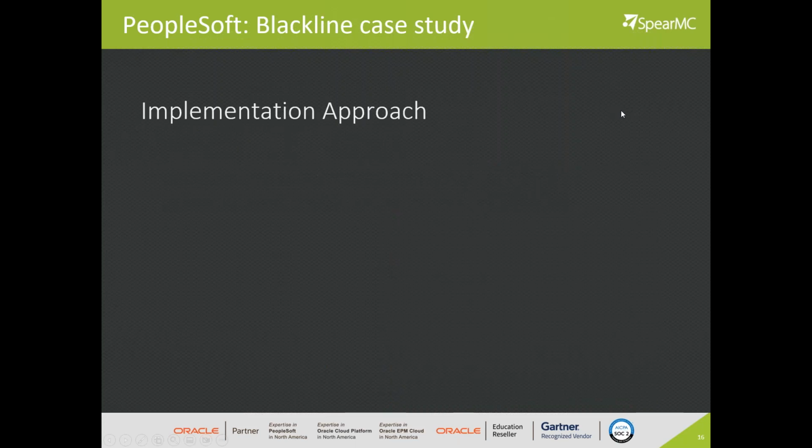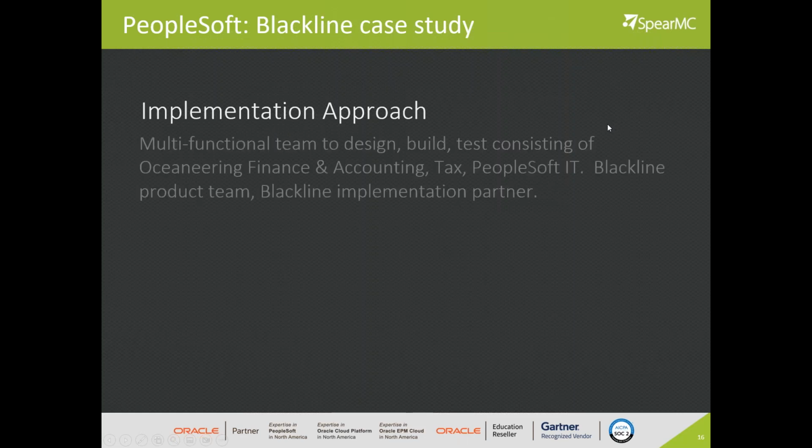For implementation, this was a really significant project for us. We assembled a multifunctional team consisting of the Oceaneering accounting team, the tax team, and the PeopleSoft IT team. In addition, we had project team members from Blackline. We also had a Blackline implementation partner. Our core team met daily and consisted of roughly 10 people. And we had an extended team, which included roughly 30 people.